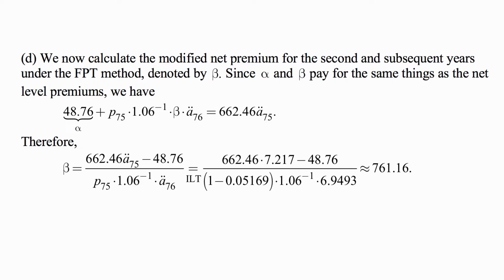And this is an equation in which we know everything except for beta. Beta is the unknown, so we solve it for beta, and then plug in all the values from the illustrative life table, and it comes out to be about 761.16.